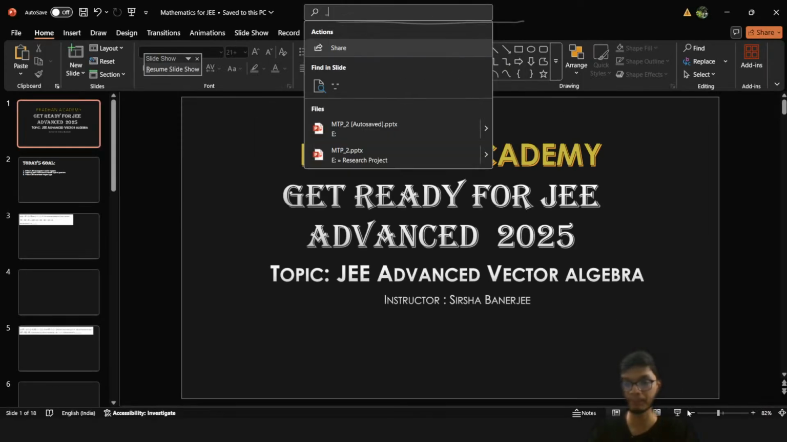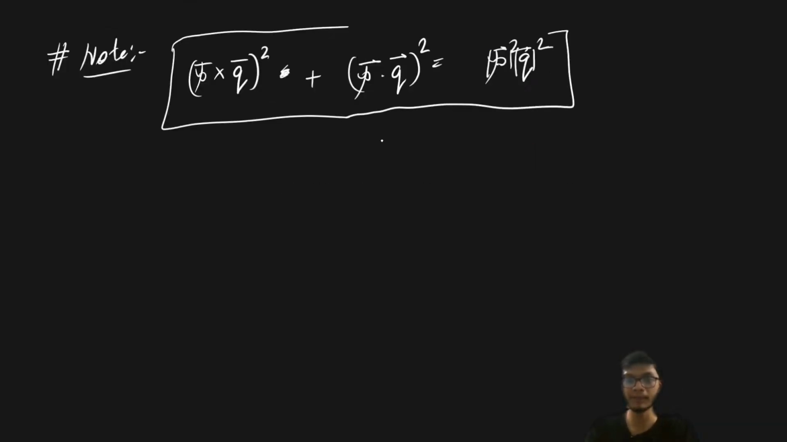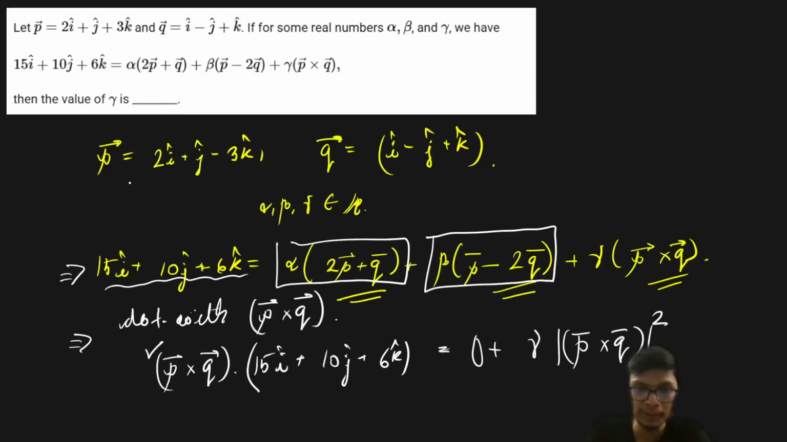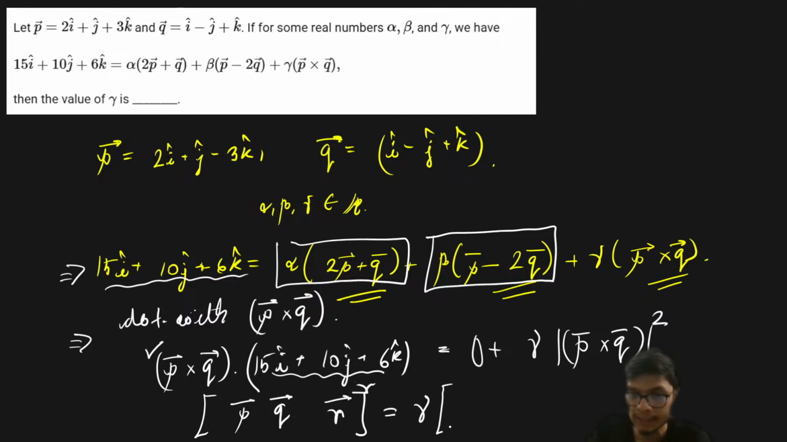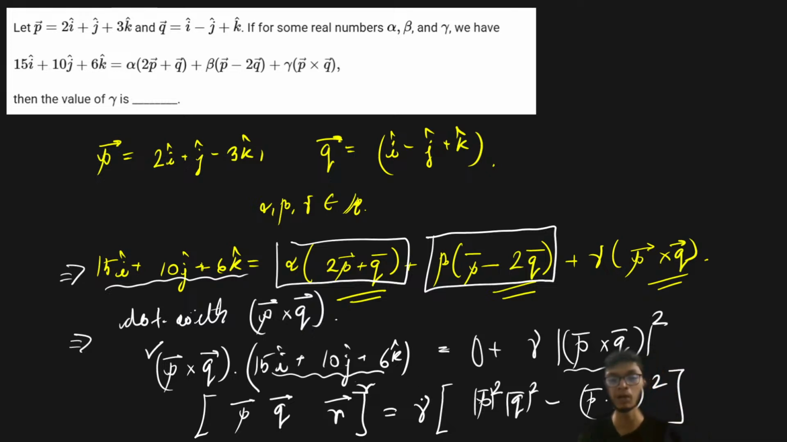So from this relation, if I apply it over here, then this particular part is basically the scalar triple product of it, right? The scalar triple product of p, q and this particular vector, let us call this the r vector. So the scalar triple product of p, q, r is equal to gamma times of mod of p square and mod of q square minus p vector dot q vector whole square, and that is what will actually help me to generate the value of alpha.